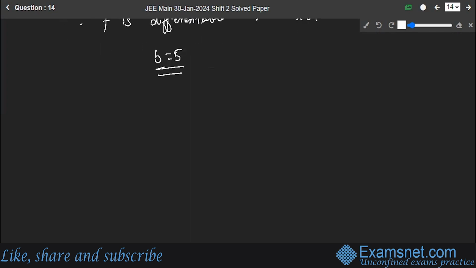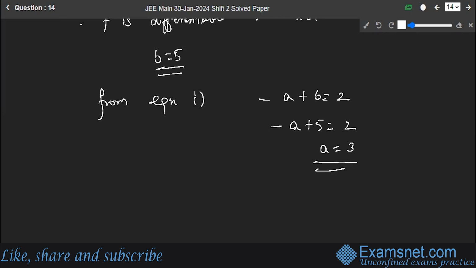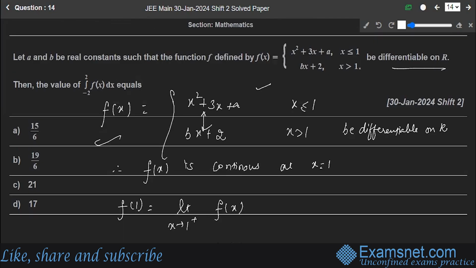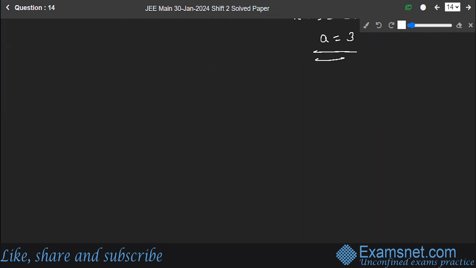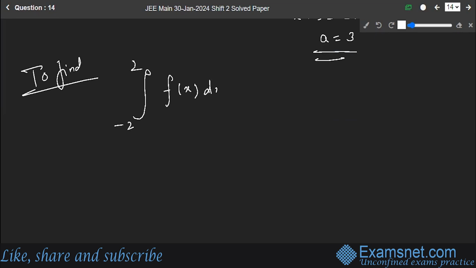So now from equation 1, you had -a + b is equal to 2, so -a + 5 is equal to 2, or you have a as 3. Therefore, let's go back to the question. You have to find the integral from -2 to 2 of f(x) dx.